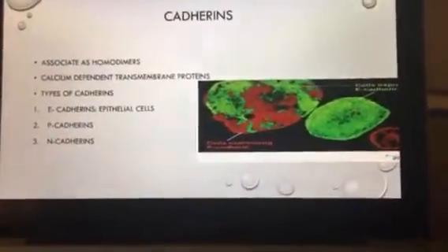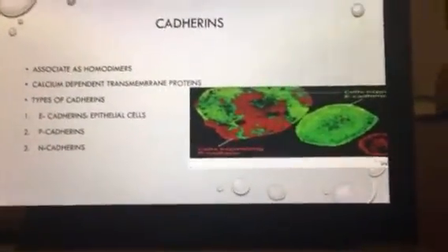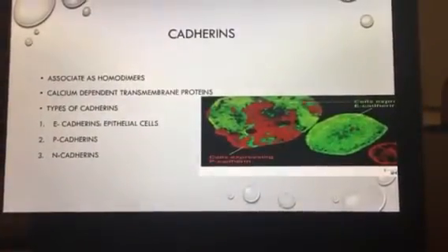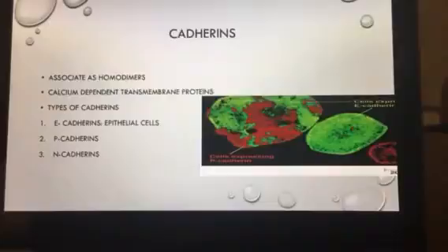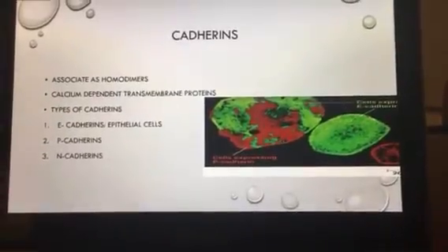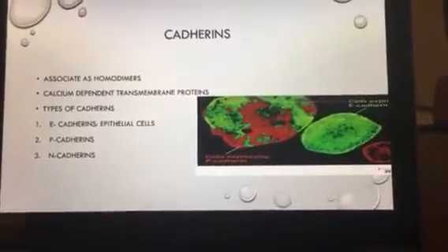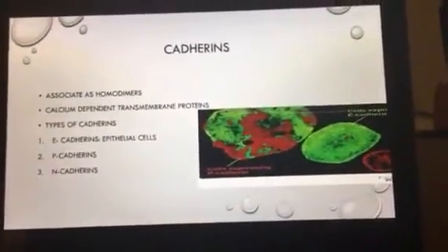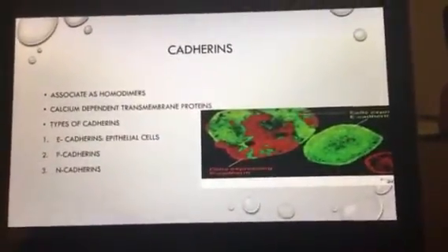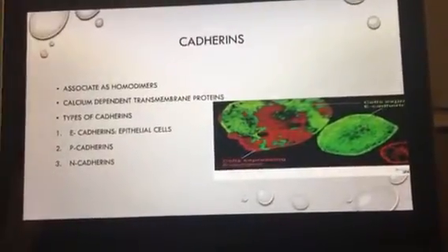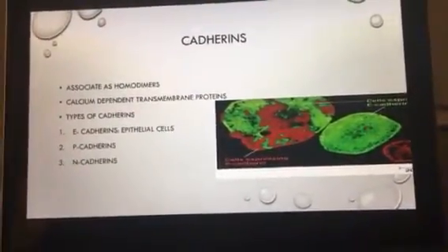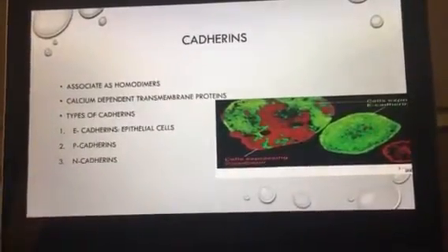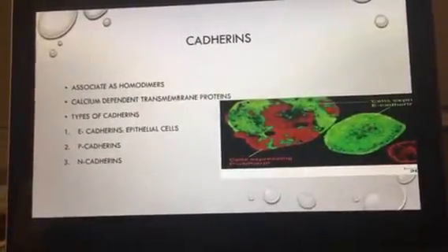Here we have cadherins. Cadherin is a single-pass transmembrane cell adhesion molecule that is calcium dependent. It has a homophilic cell-to-cell interaction through the extracellular domain. There are three types of cadherins, such as E-cadherins, which are found in epithelial cells. We have P-cadherins, which are found in the placenta. And lastly, we have N-cadherins, which are found in the nervous system.